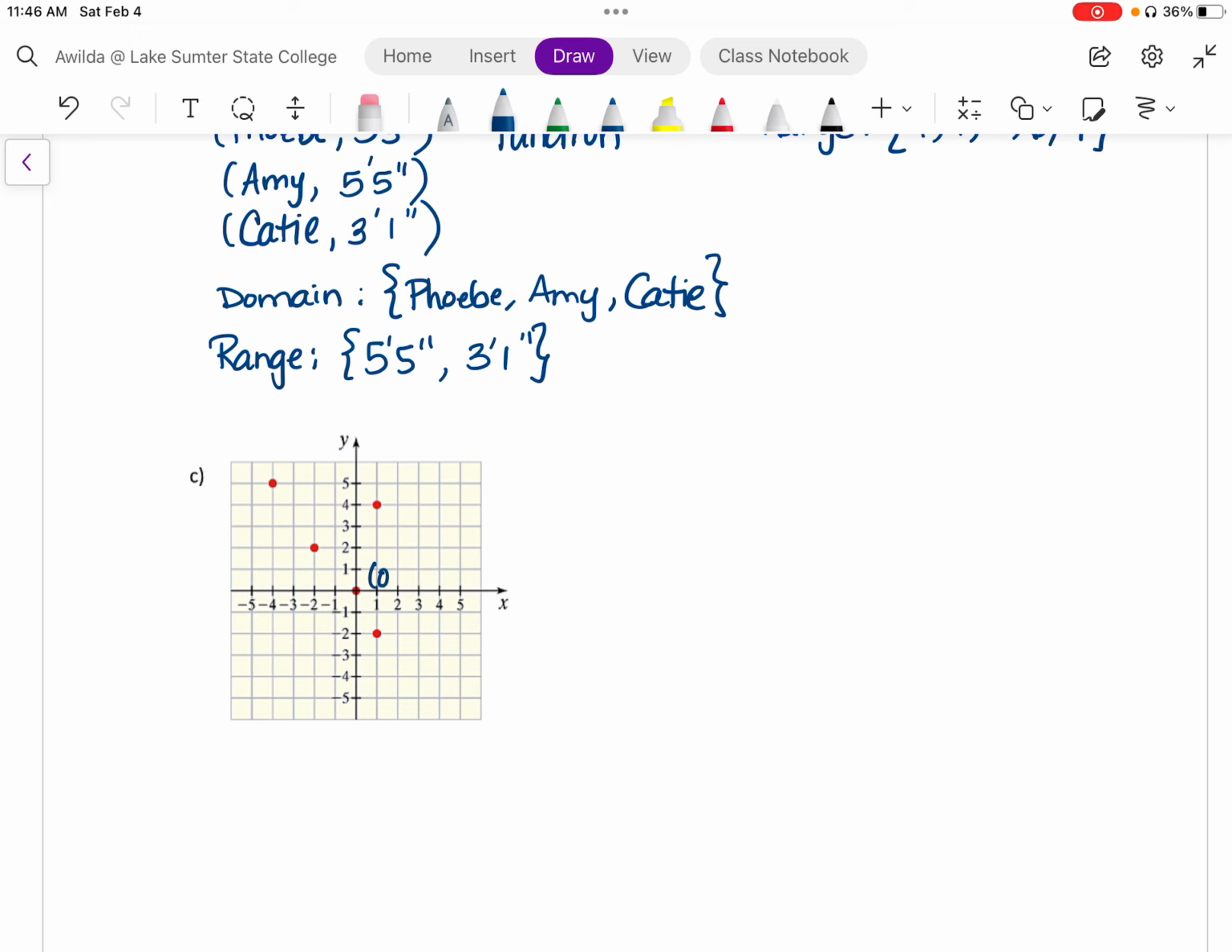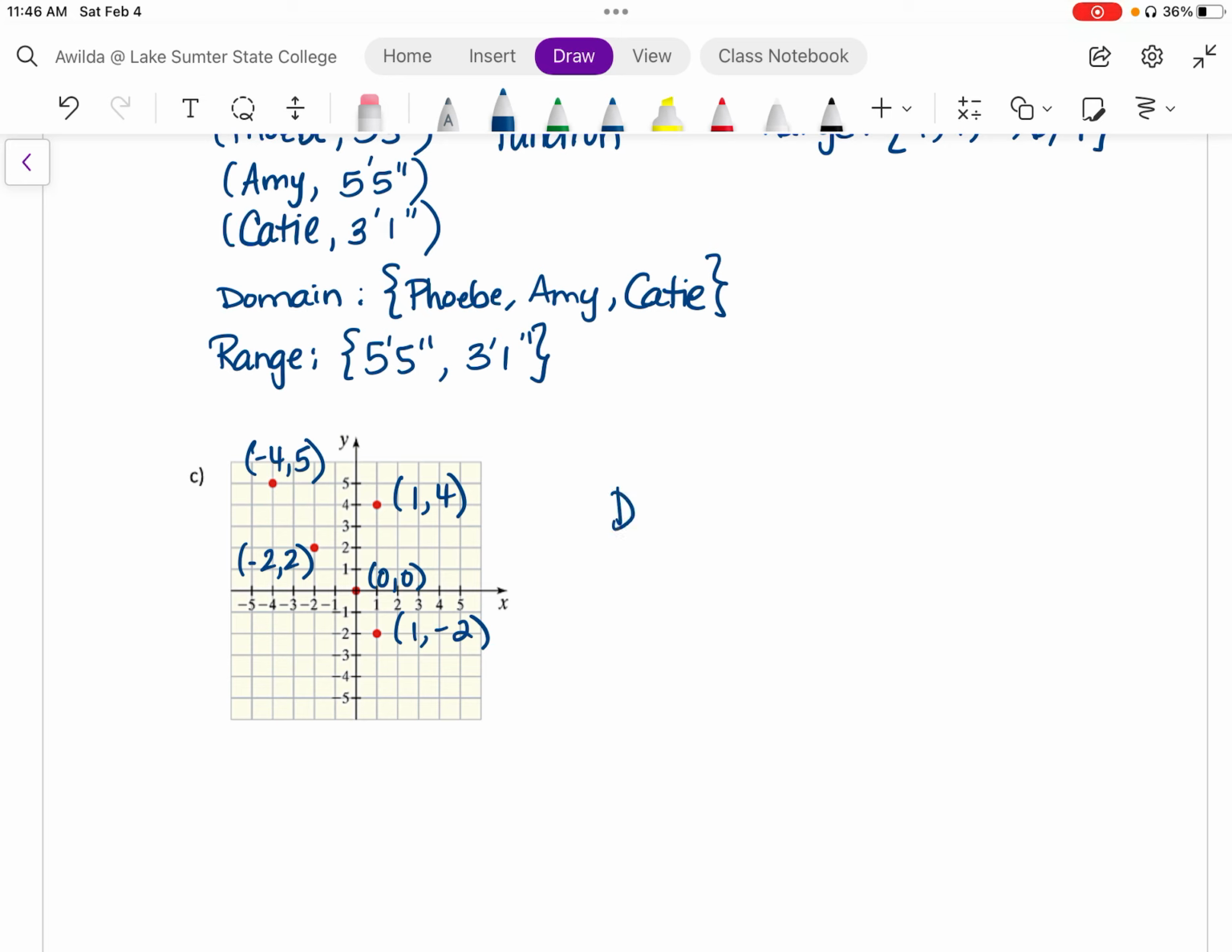Here we have the origin. Here we have the ordered pair 1, -2. Up here we have 1, 4. Over here to the left, we have -2, 2. And finally, we have -4, 5.